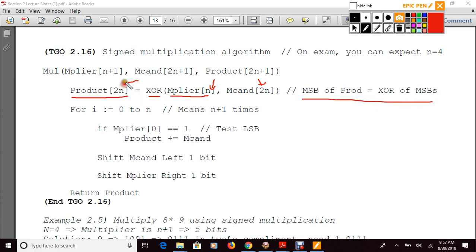And that tells me right off the bat, the product is 2n bits, that's what the result should be. So the first thing I do before I do anything else is determine whether or not I should have a positive or negative number.